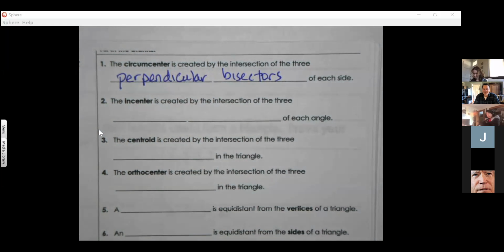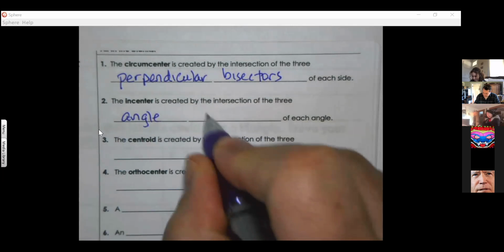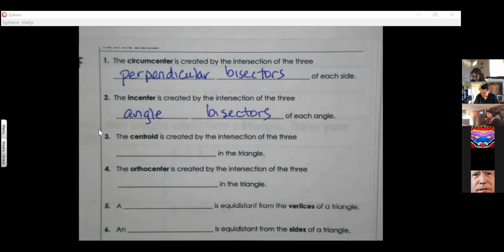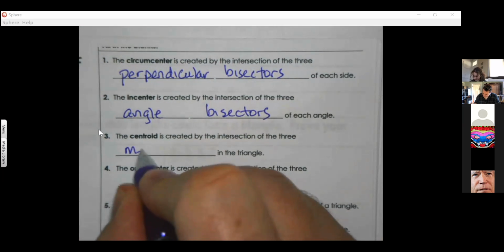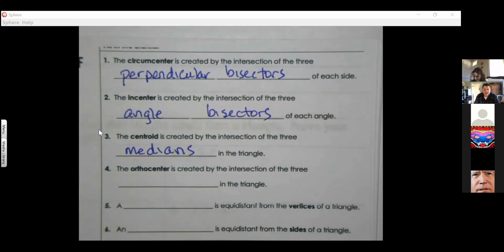The incenter is created by the intersection of 3 whats? Angle bisectors. Yes, and Brian is out. Angle bisectors. And the centroid is created by the intersection of 3 medians. Nice pen. Medians. Whereas the orthocenter is created by the intersection of 3 altitudes.